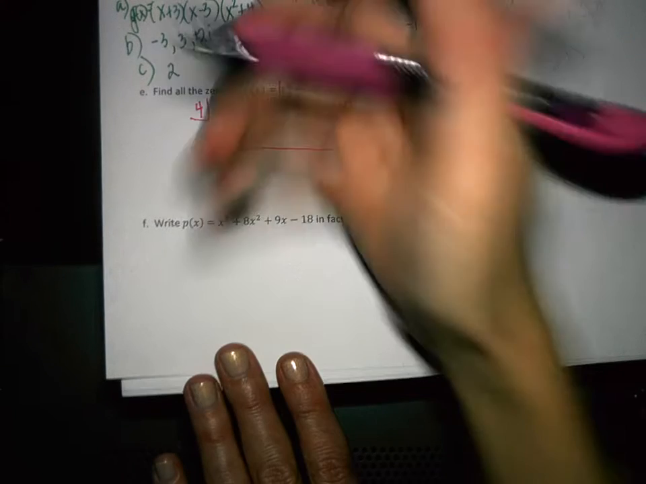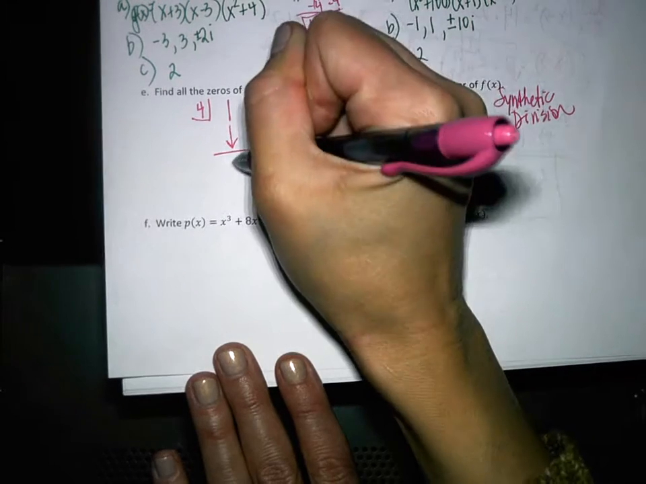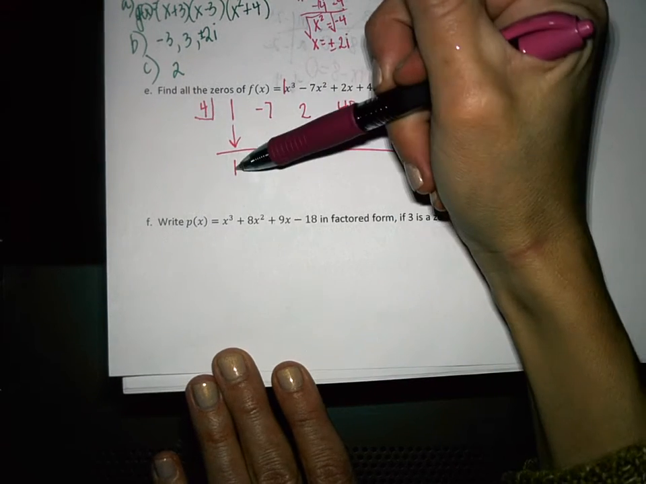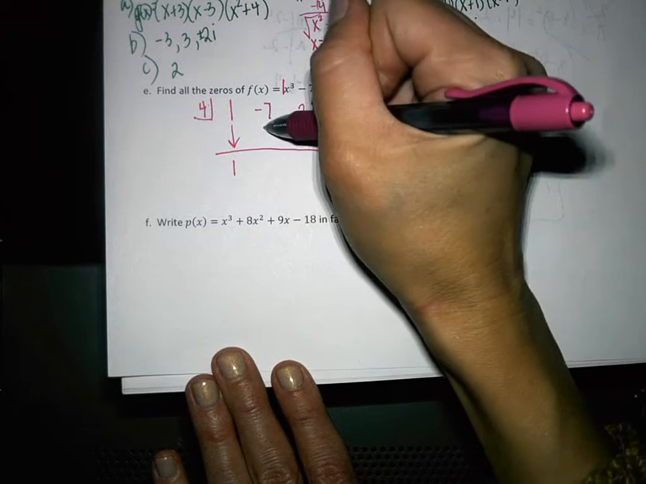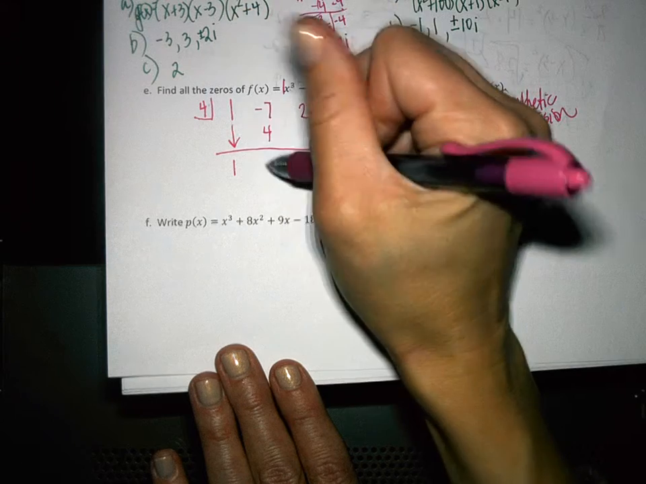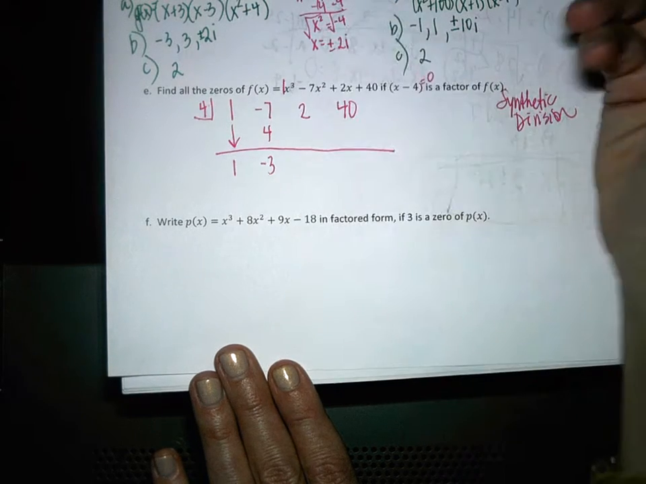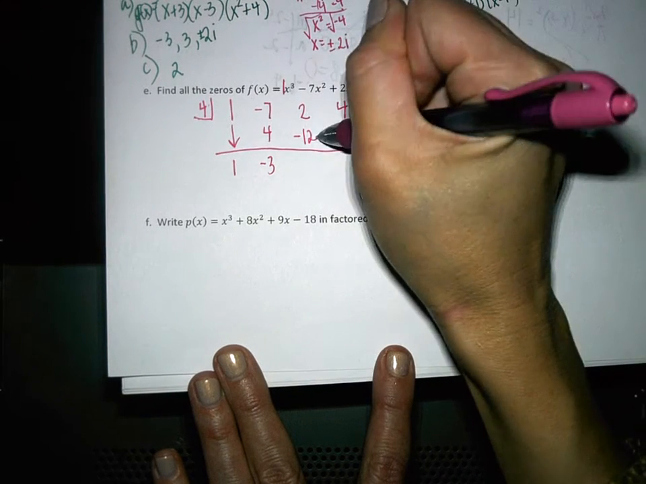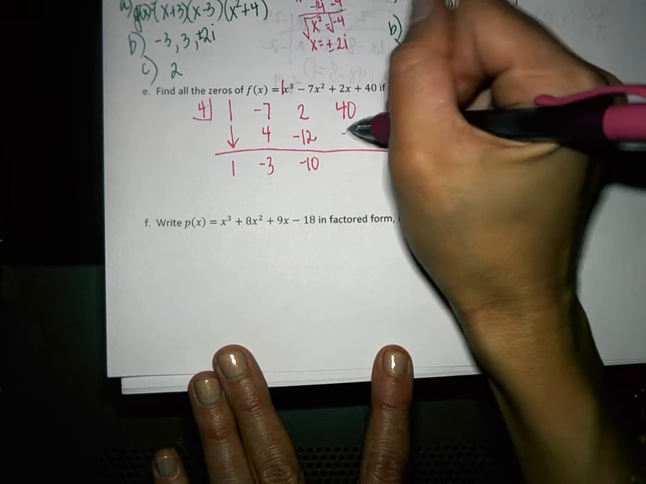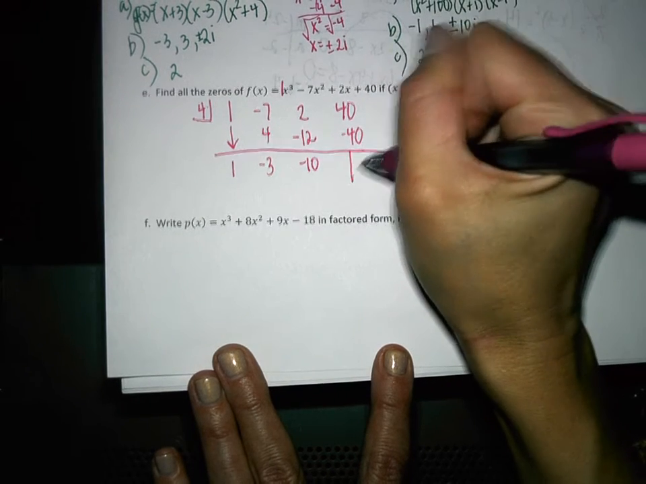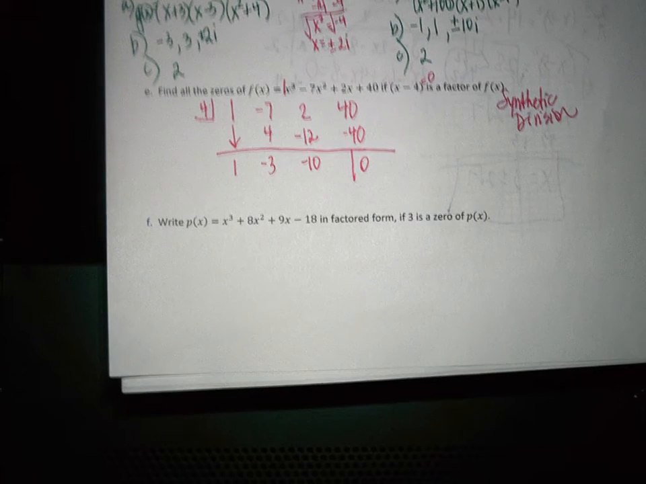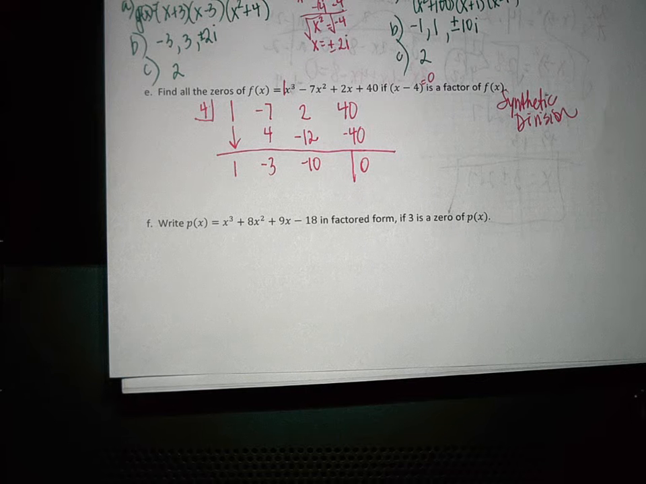So, the first thing we do is bring down the 1. What do you do with that 1 now? Multiply it by the 4 and then put the 4 next to the negative. 1 times 4 is 4, and then you add down. Negative 7 and 4 makes negative 3. Negative 3 times 4 is negative 12, and you add down and you get negative 10. Then you multiply and you get negative 40, and you add down and you get 0. It works out. Now you can factor this further. See if you can rewrite that out and factor it further.